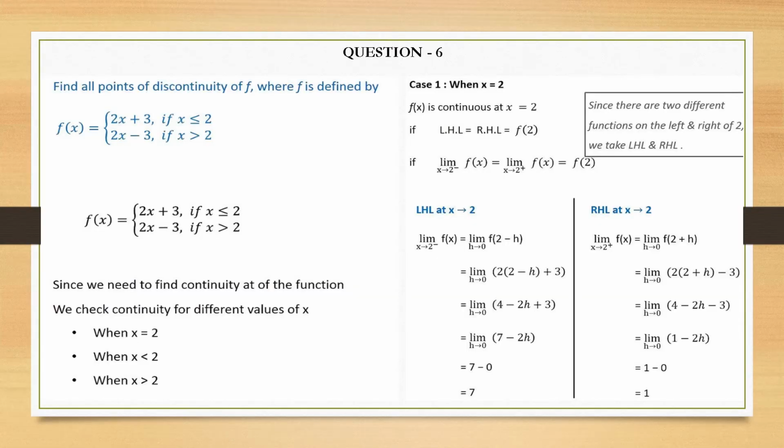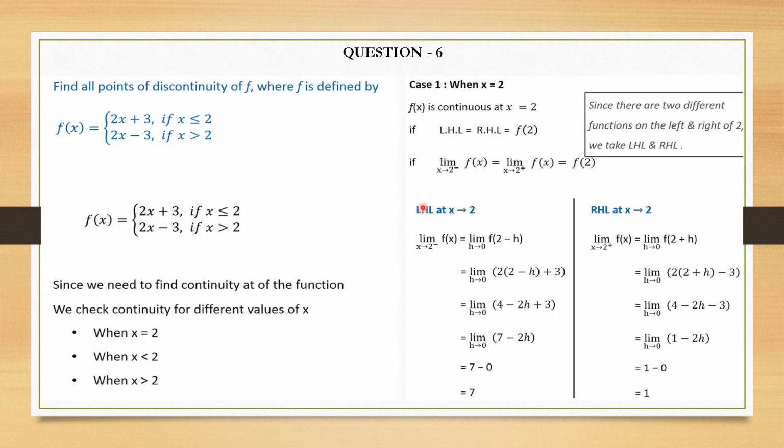Question number 6 of your NCERT. Find all points of discontinuity of f where f is defined by 2x plus 3 for x less than or equal to 2, and 2x minus 3 for x greater than 2. In such cases we have to check the continuity for x less than 2, x greater than 2, and at x equal to 2.